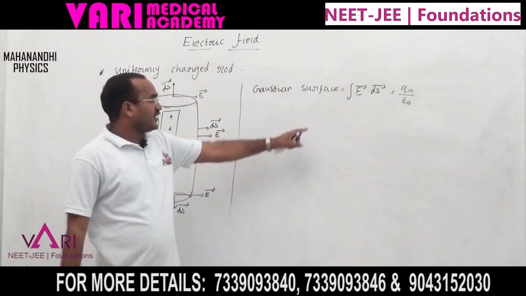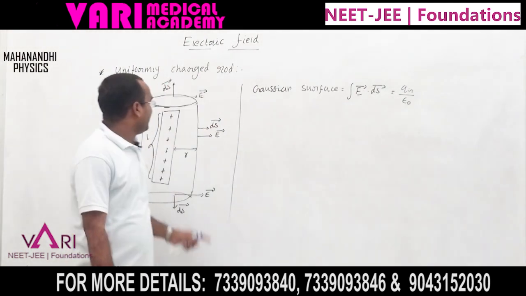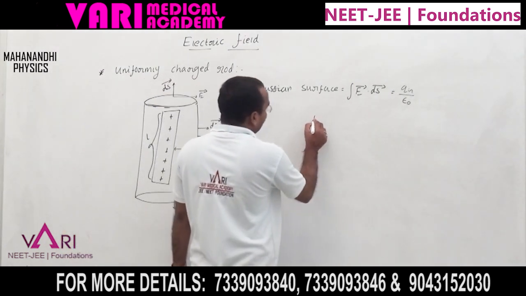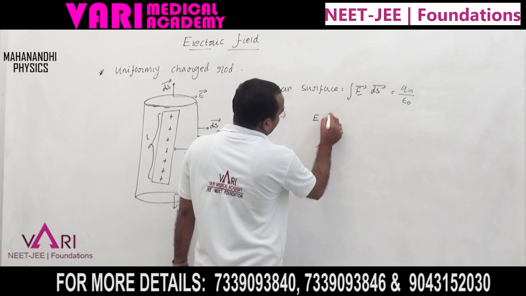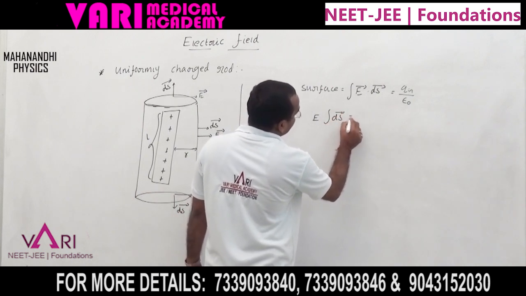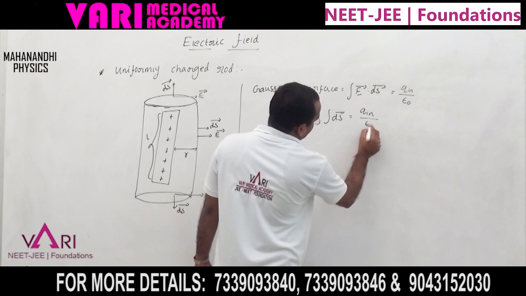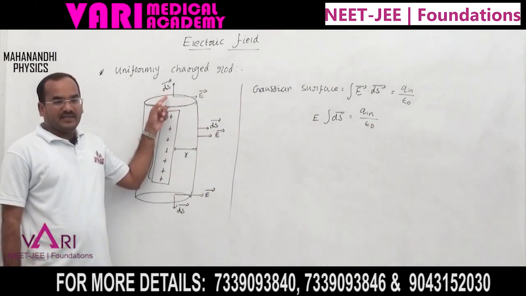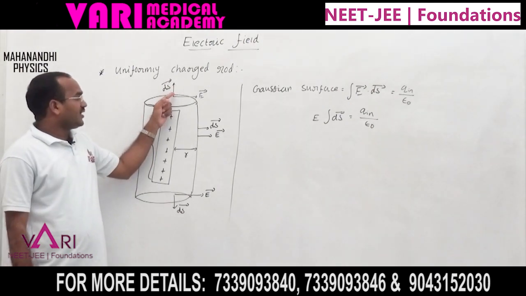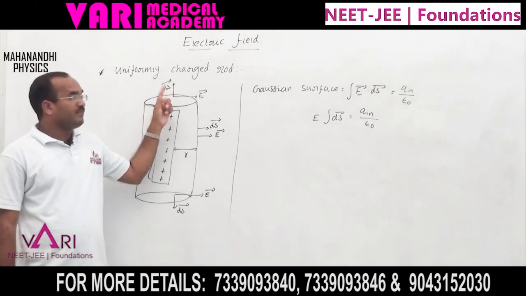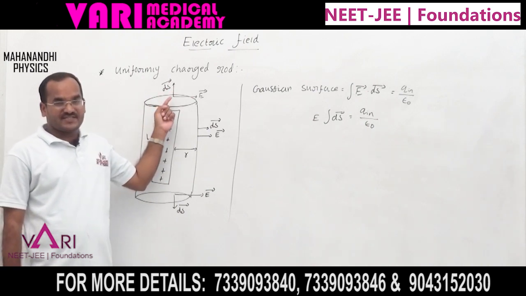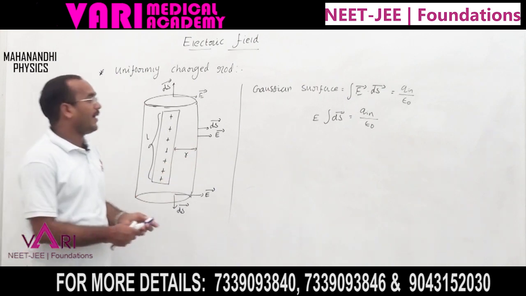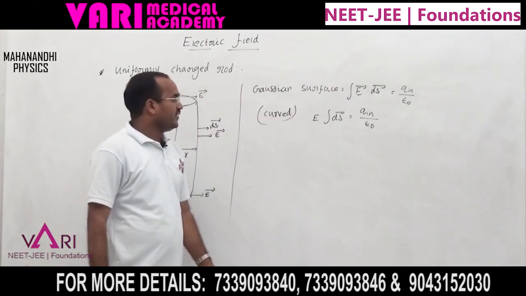Here the integral of E bar dot ds bar is taken over the surface. On the flat faces, E and ds bar are perpendicular, at 90 degrees, so the Gaussian surface flux is 0 there. Flux is 0 on both flat faces, so only the curved shape contributes.